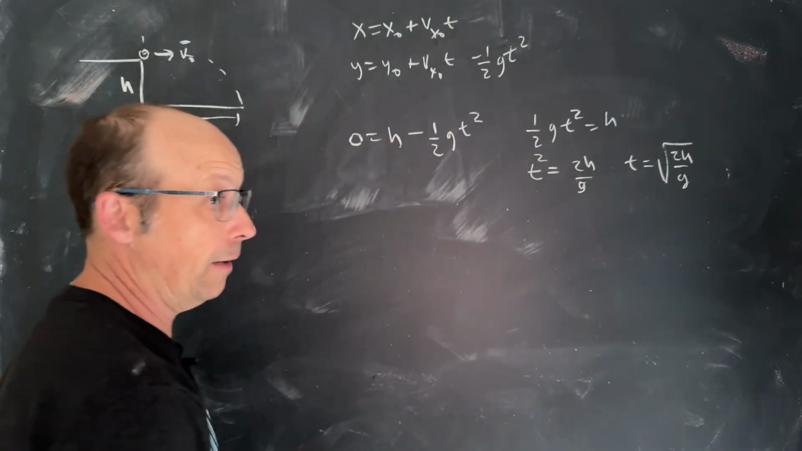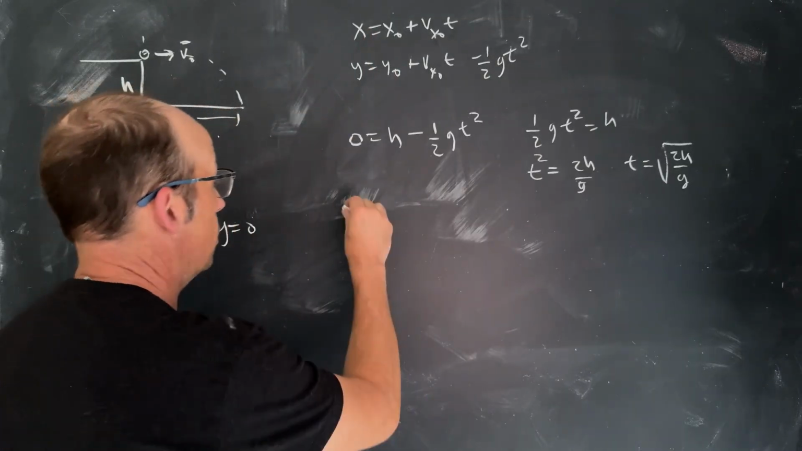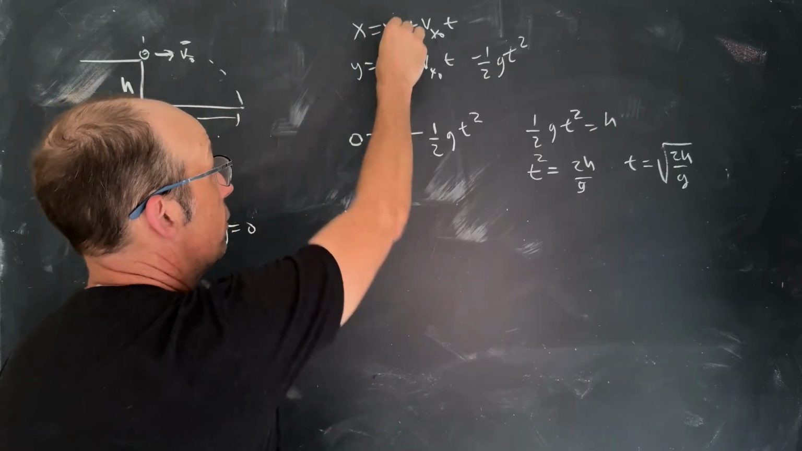So now I know the time. Now I can use that up here. So I have x equals x0, which is 0.